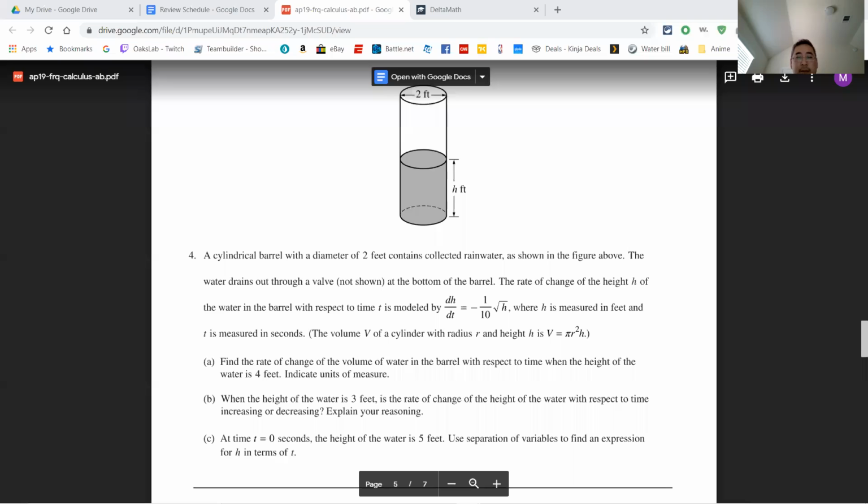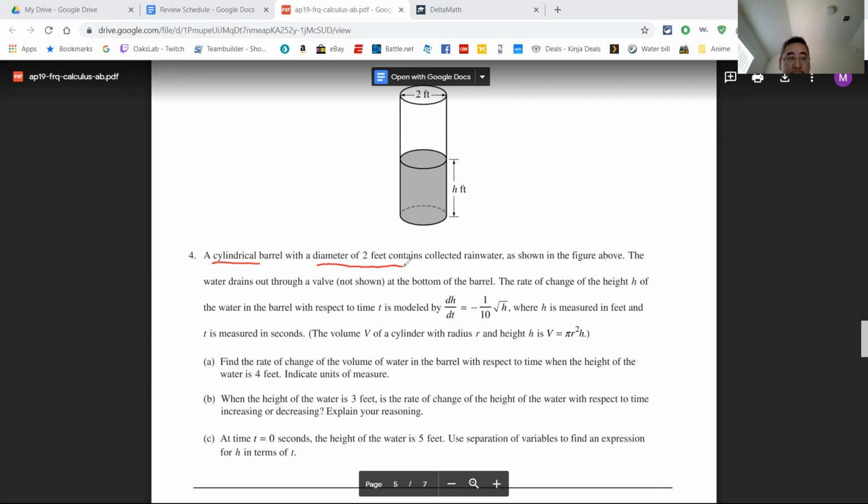All right. So the picture doesn't really matter at this point because all the information is technically here if you read it. We have a diameter of 2 feet. It's a cylinder. It has a diameter of 2 feet, as shown in this figure above, which is the same information.